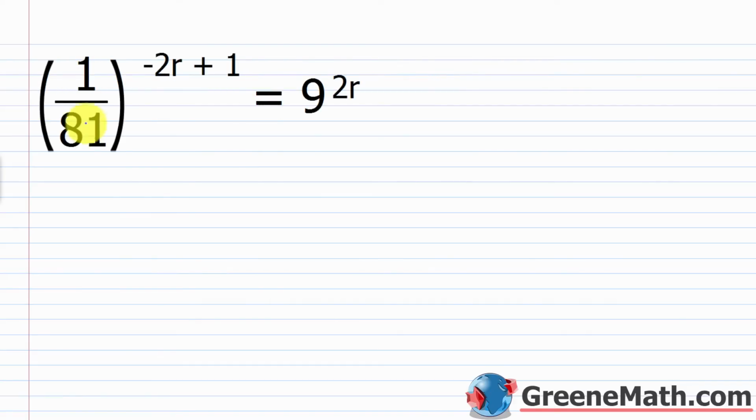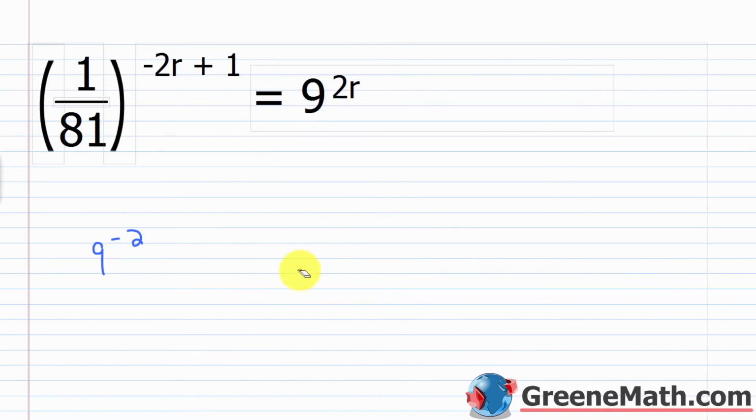So we're going to take a look at 1 over 81. This is raised to the power of negative 2r plus 1. This is equal to 9 raised to the power of 2r. So the idea here is to have the same base on each side. I think the easiest thing to do would be to have the same base of 9 on each side. So what could I do to rewrite 1 over 81 as a number in exponent form with a base of 9? Well, I could use 9 to the power of negative 2. If I had 9 to the power of negative 2, this is equal to 1 over 9 squared, which is equal to 1 over 81.